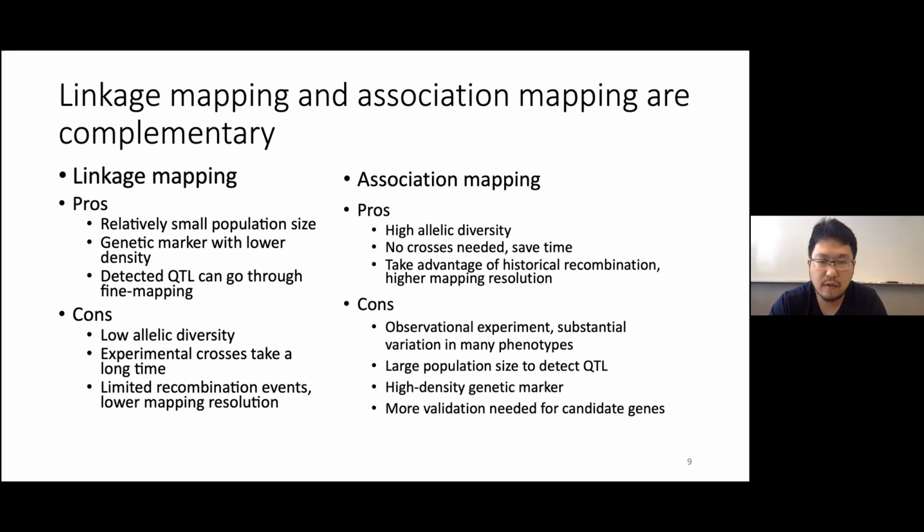And of course, the diversity of alleles is much higher than those you create by making crosses. But the association mapping is an observational experiment. You collect those genotypes and you phenotype them. Maybe you're only interested in one or two traits with this population, but there's a substantial amount of variation in many other phenotypes as well.